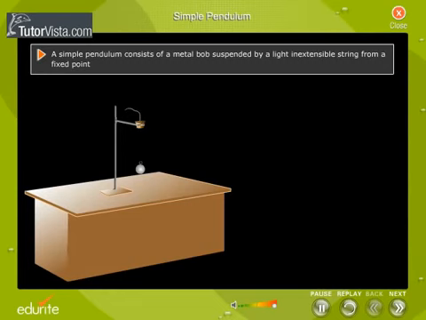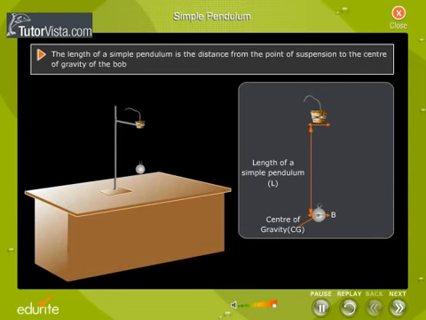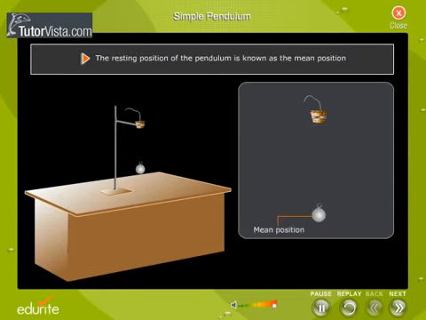Let us now get familiar with the terms that we come across while learning a simple pendulum. The length of a simple pendulum is the distance from the point of suspension to the center of gravity of the bob. The resting position B of the pendulum is known as the mean position.